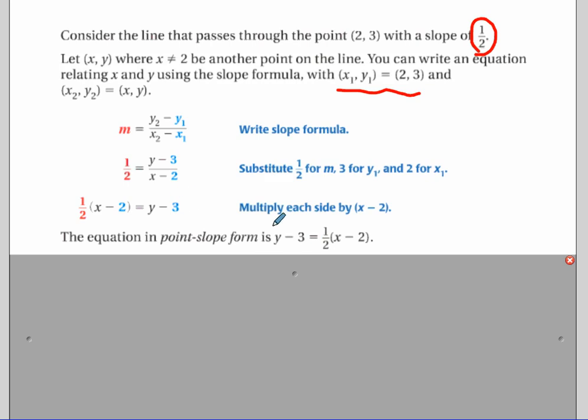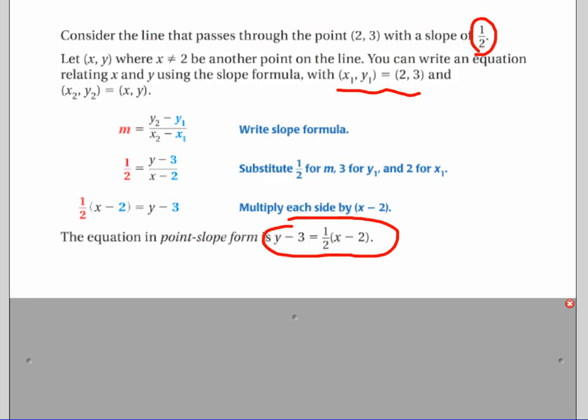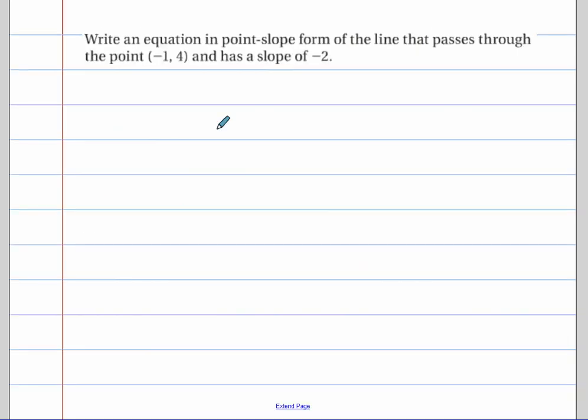So I have y minus 3, because 3 is my y value, equals 1/2, my slope, times x minus 2, 2 being my x value. Okay, so let's look at how to do this in another example.